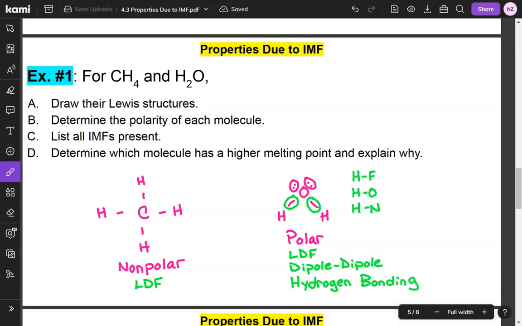Now, hydrogen bonding of the three is the strongest intermolecular force. So if I'm comparing CH4 and H2O, our H2O molecules are going to have stronger intermolecular forces than our CH4s because they have hydrogen bonding. Because it has stronger intermolecular forces, it will therefore have a higher melting point than CH4.